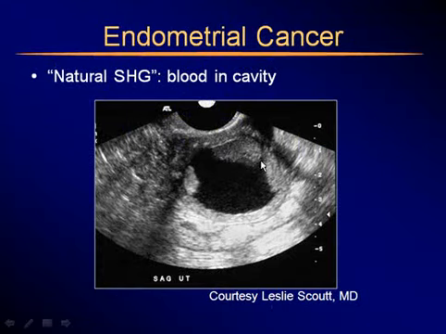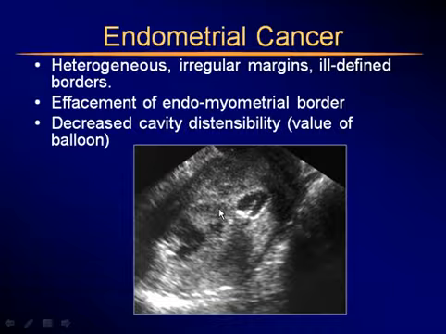The blood in a cavity that has endometrial cancer can provide sort of a natural sonohysterogram. We're not placing any fluid in this cavity. This is just bleeding within the cavity, outlining these soft tissue irregularities. Here's another patient that we attempted to do a sonohysterogram, but the cavity was non-distensible. The little bit of fluid that went in outlined a lot of irregularities, so we immediately stopped the procedure, and biopsy showed that this was cancer.